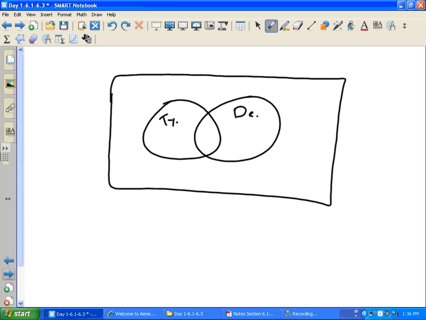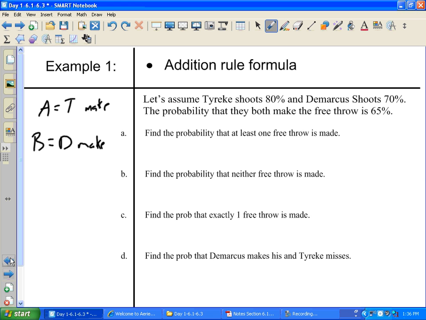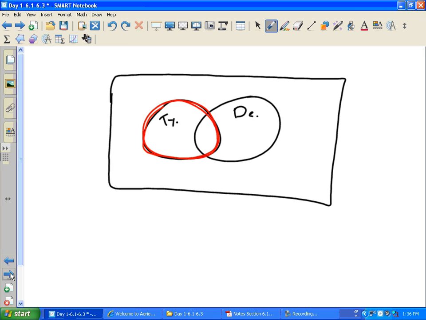Let's start with what we know. Do we agree? My red circle here, the whole red circle, is the probability that Tyreek makes his free throw, which we know is what? 80%. Okay. The whole red circle is 80%.